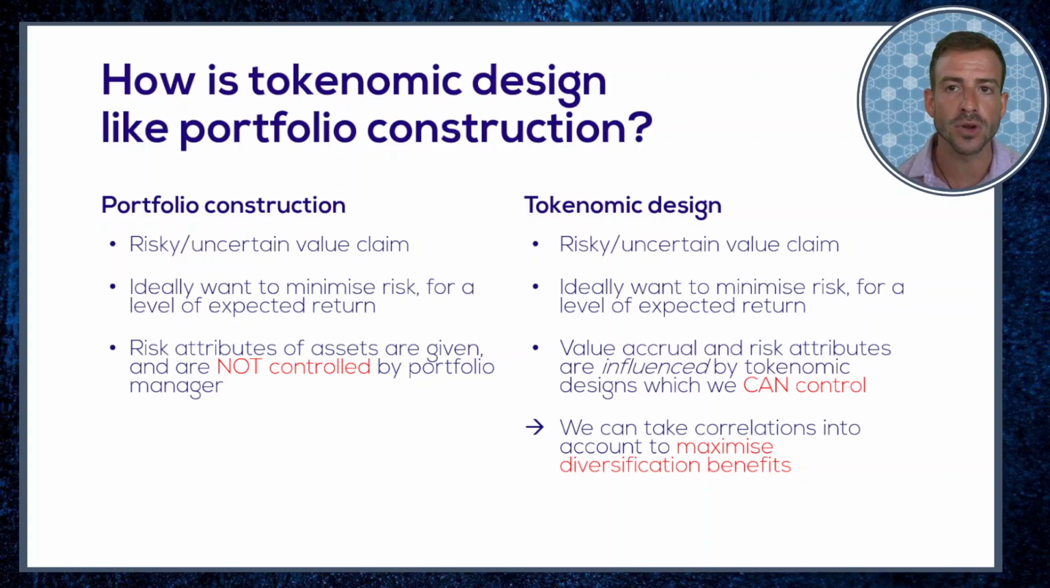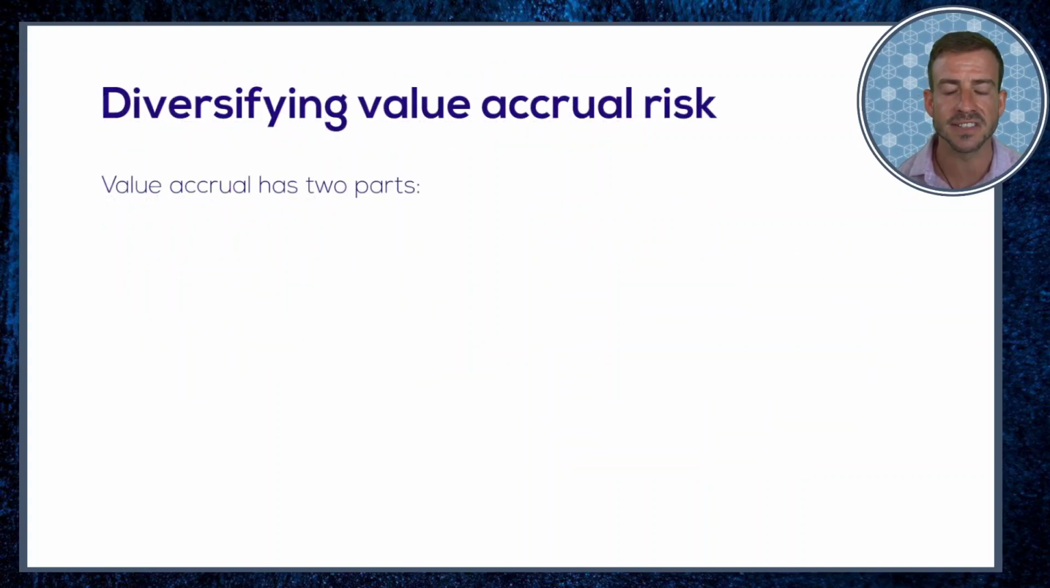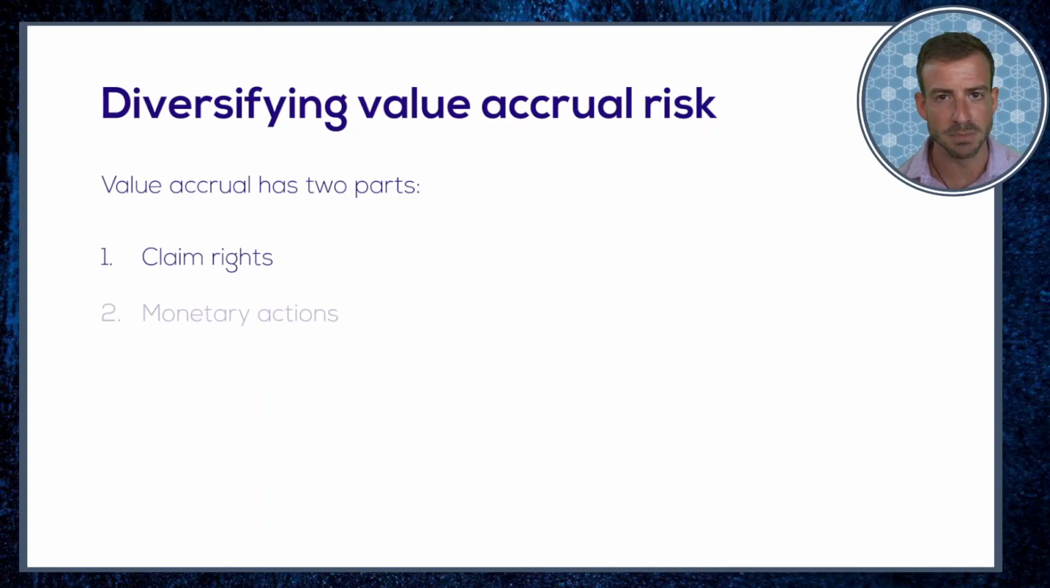Well, remember from the earlier video that value accrual generally consists of two parts: features that define tokens' claims to value, what I term their claim rights, and actions that change the quantity of tokens, monetary actions. Let's start with the claim rights first.